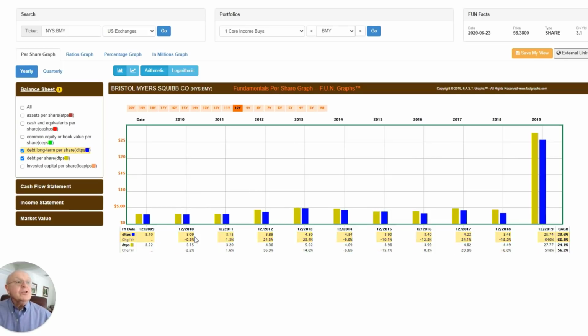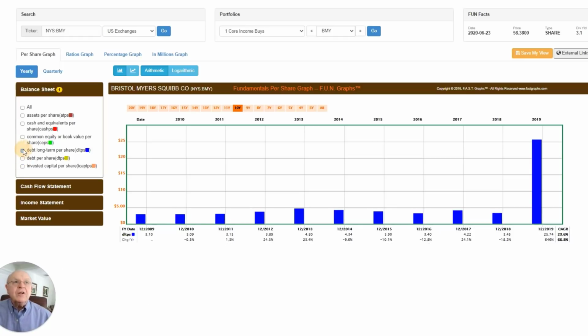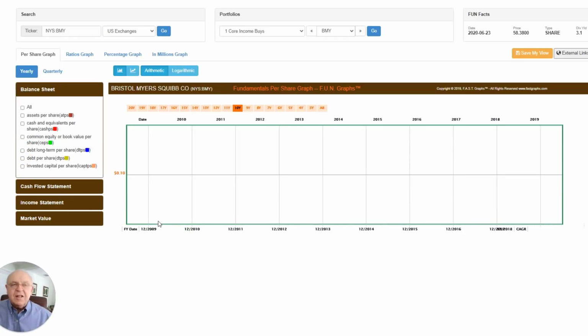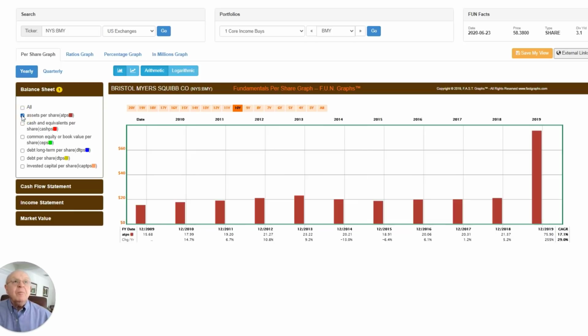Now, what we do is we give you each of the annual metrics here. This is the annual version. We tell you what the compound annual growth rate has been, and we also tell you what the change per year has been, very similar to what you see on the fast graph. So I've got debt, long-term debt, and total debt. And as you saw there, most of the debt was long-term debt. I can also look at things like assets, very important things. Clearly, Bristol-Myers assets increased dramatically as a result of that Celgene acquisition as well.